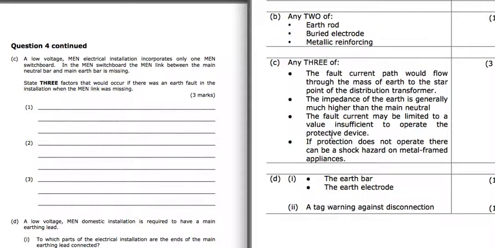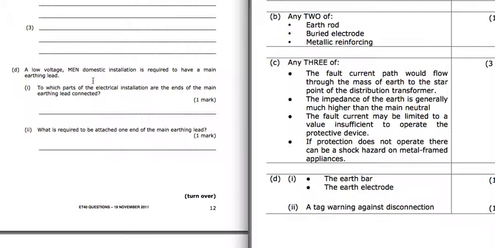So we've got a high impedance for that fault current to flow through because it's trying to get through the earth, so the current is going to be quite low, and it may not be enough to operate the protection device. If the protection does not operate, there could be a shock hazard on metal framed appliances. So there could be a voltage there to give a shock to a person that touches it, because there's been a fault and it hasn't cleared because there hasn't been enough current to blow or operate the protective devices.